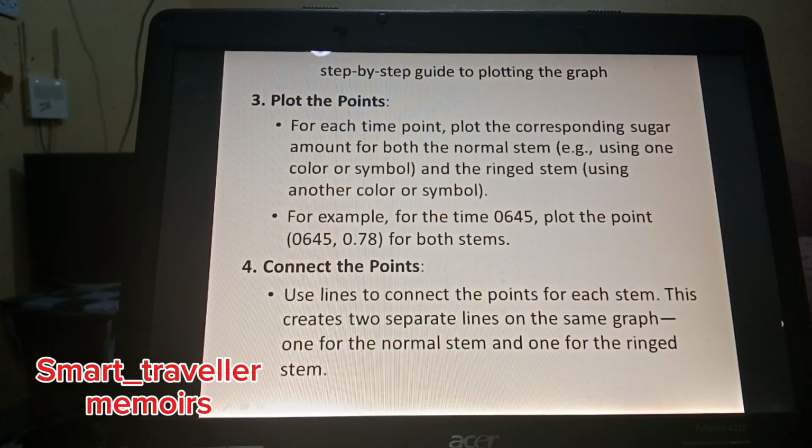Plot the points. For each time point, plot the corresponding sugar amount for both the normal stem using one color or symbol and the ringed stem using another color or symbol. For example, for the time 0645, plot the point 0645, 0.78 for both stems, as I showed you earlier. Connect the points. Use lines to connect the points for each stem. This creates two separate lines on the same graph, one for the normal stem and one for the ringed stem.